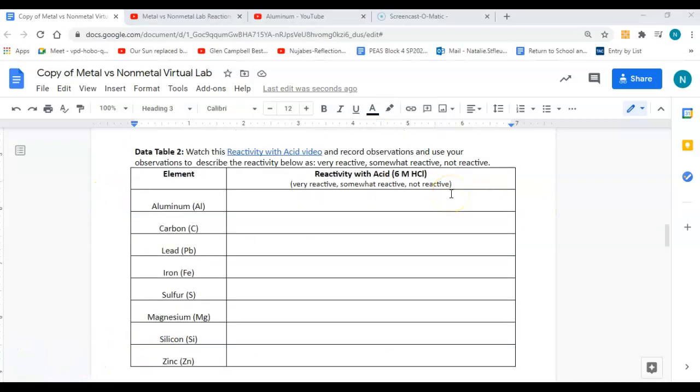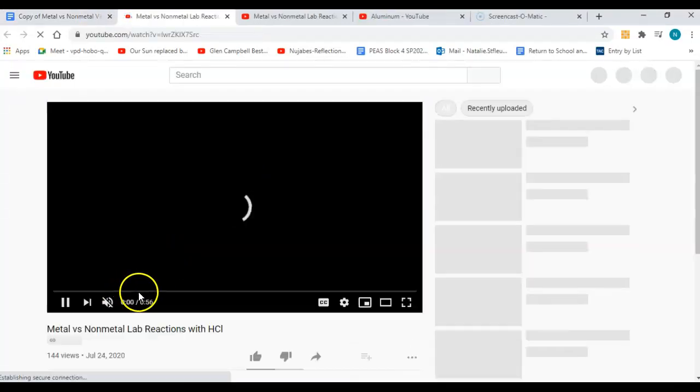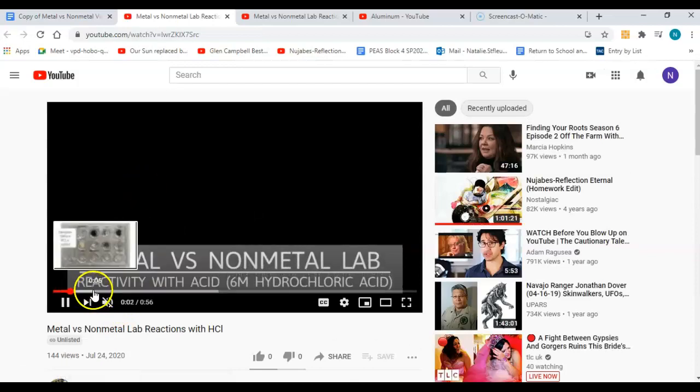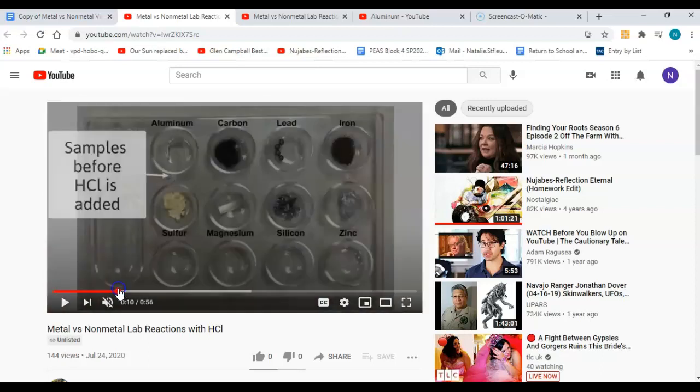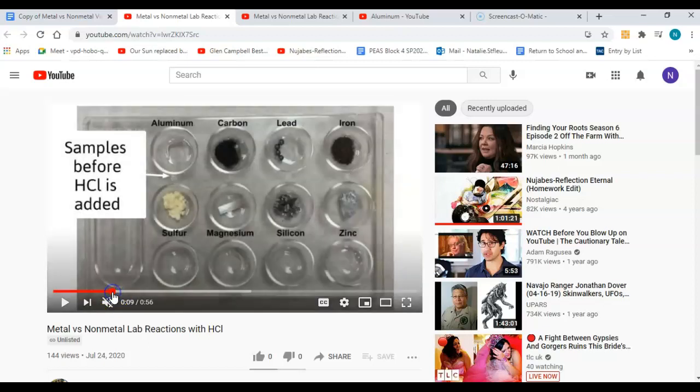In data table 2, you are going to observe the reactivity of these elements with acid, specifically HCl, hydrochloric acid, which is the acid that's found in your stomach, actually. Just like with the first one, you're going to watch a video, but instead of watching a single video for each element, you're just going to watch one video for all of them. You can click on this and it'll take you to the video. In the video, you will see the elements you'll be testing: aluminum, carbon, lead, iron, sulfur, magnesium, silicon, and zinc.